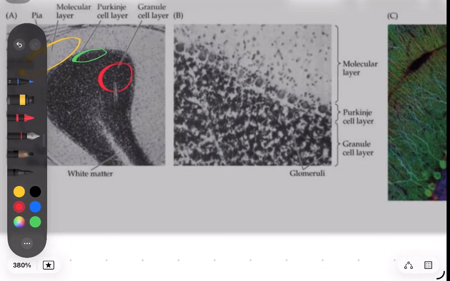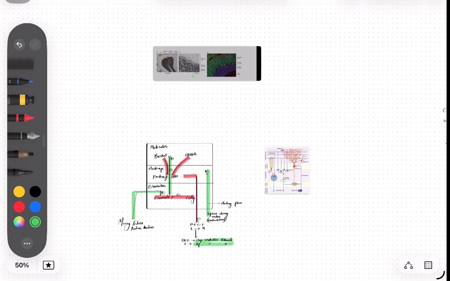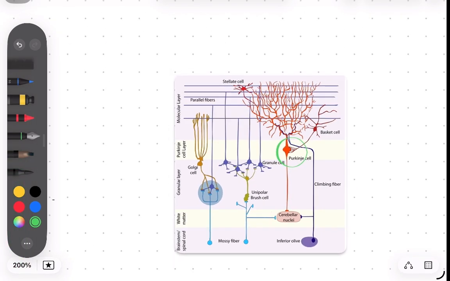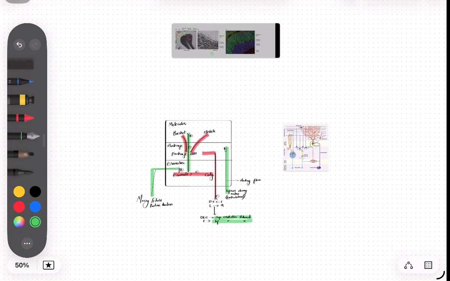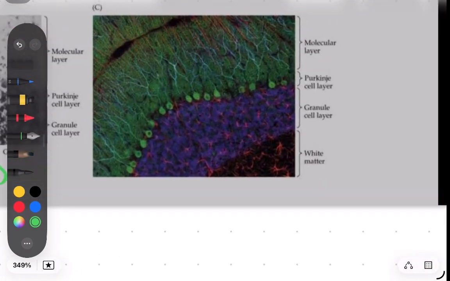Now here it looks more distinct. It's flask shaped. You can see, right? Flask shaped Purkinje cells. Look here, flask shaped Purkinje cells. Okay, yeah, so that's how it's going to look. And then if they give you this image, you can see flask shaped Purkinje cells. Okay, that is your Purkinje cells, and that is the Purkinje cell layer. Above it is molecular layer, and below it is granule cell layer.